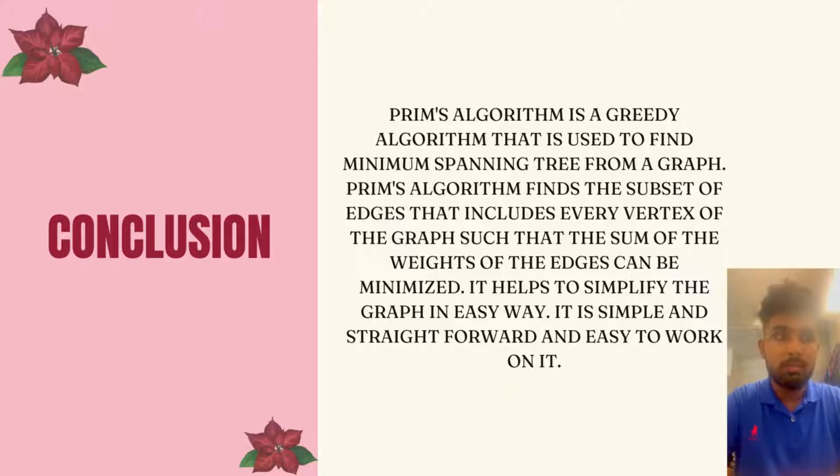The conclusion is Prim's algorithm is a greedy algorithm that is used to find a minimum spanning tree from a graph. Prim's algorithm finds the subset of edges that includes every vertex of the graph such that the sum of the weights of the edges can be minimized. It helps to simplify the graph in an easy way. It is simple, straightforward and easy to work on.